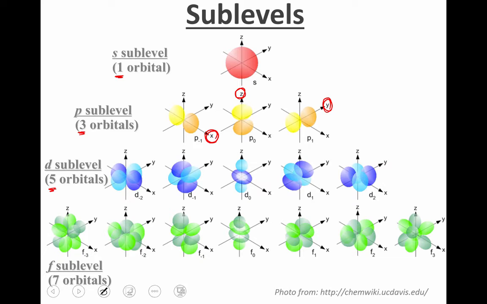Now let's see if you're still tracking with me. I wonder how many electrons can fit into this s orbital that's drawn up here. How many electrons fit in there? Well, 2 electrons fit into an orbital.